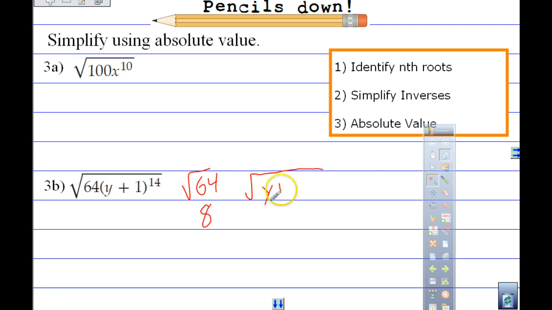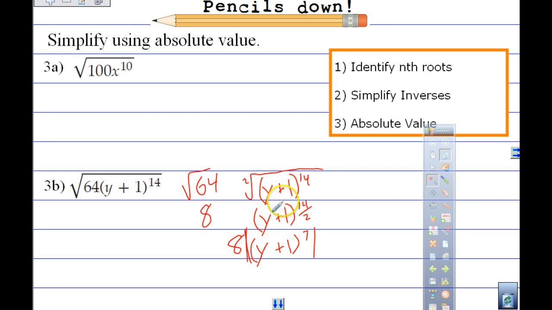Square root of y plus 1 to the 14th is square root, right? So that's like y plus 1 to the 14 over 2, which equals y plus 1 to the 7th. Okay, is that correct? Absolute value.